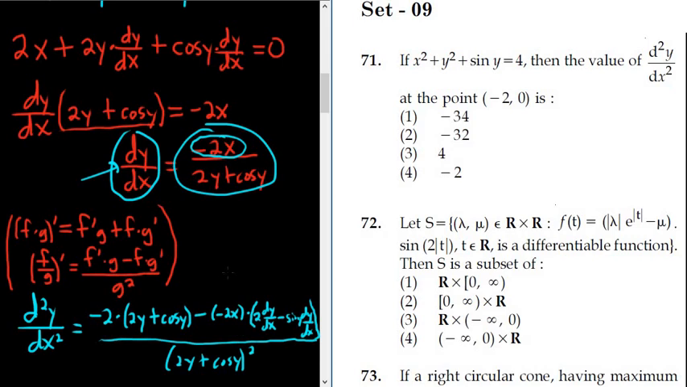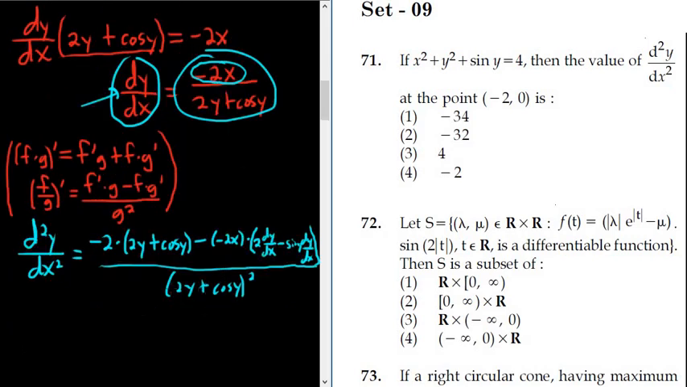Okay, so we need to plug in the numbers now. The numbers here were negative 2 and 0. First note that we're going to need dy dx at negative 2, 0, because there are dy dx's down here. So if you plug in x is negative 2 and y is 0, it's negative 2 times negative 2, which is 4, over 0 plus cosine 0. Cosine 0 is 1, so you just get 4. Okay, so dy dx is 4.